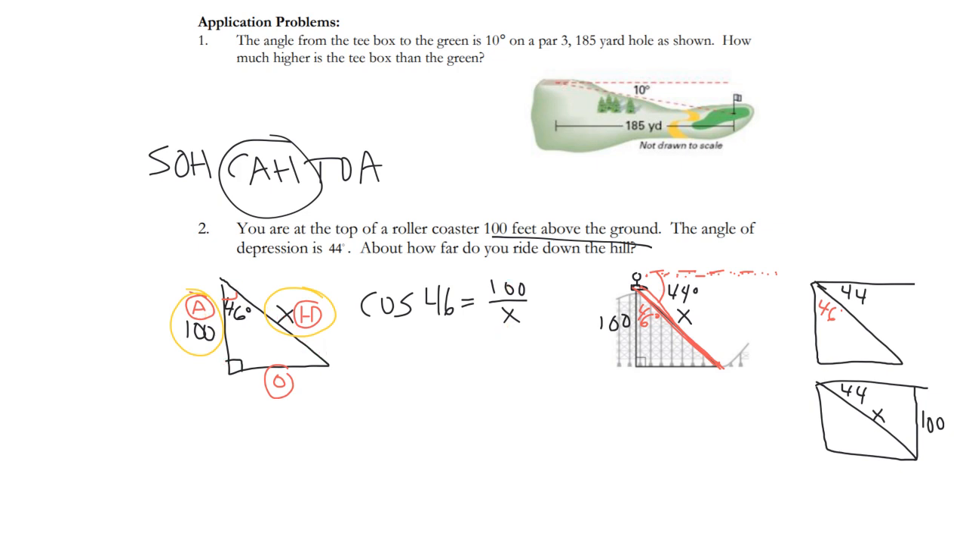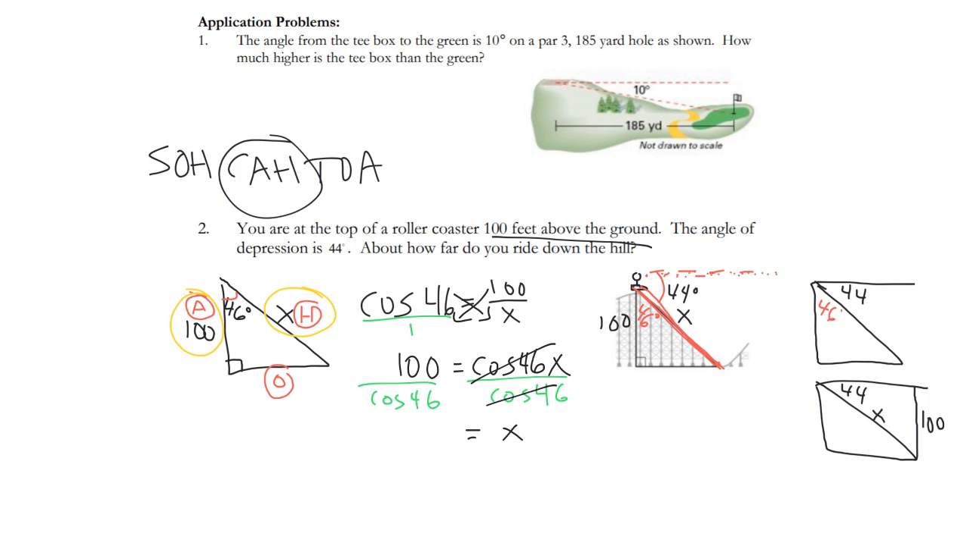Now, we've learned inverse trig. So we have to think for a minute, what do we do when we have cosine of 46 equals 100 over x? Well, cosine of 46, I can do that on my calculator. I can compute this, which means I don't need to use inverse trig. I can use regular trig. I'm going to put that over 1. I'm going to cross multiply: 100 times 1 and cosine of 46 times x. And then we're going to solve by dividing by cosine of 46 on both sides. Cancel, cancel, and x equals 100 divided by the cosine of 46.